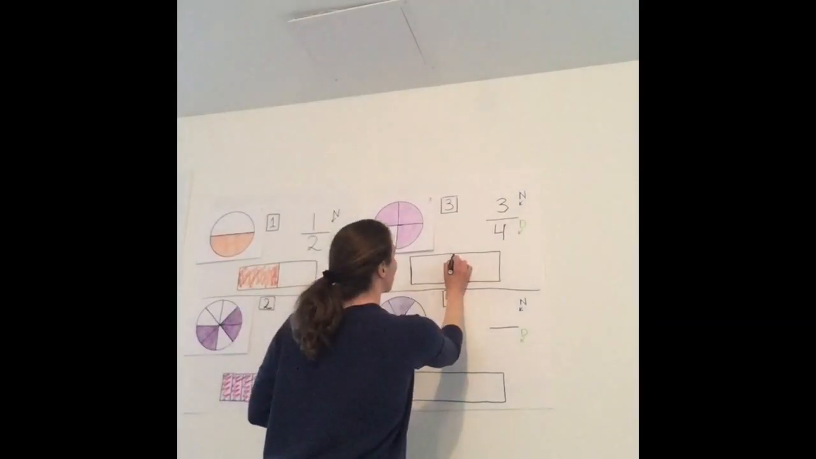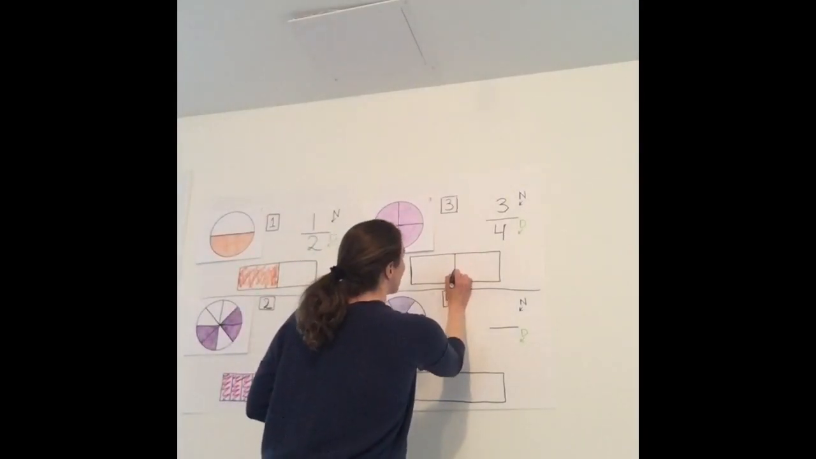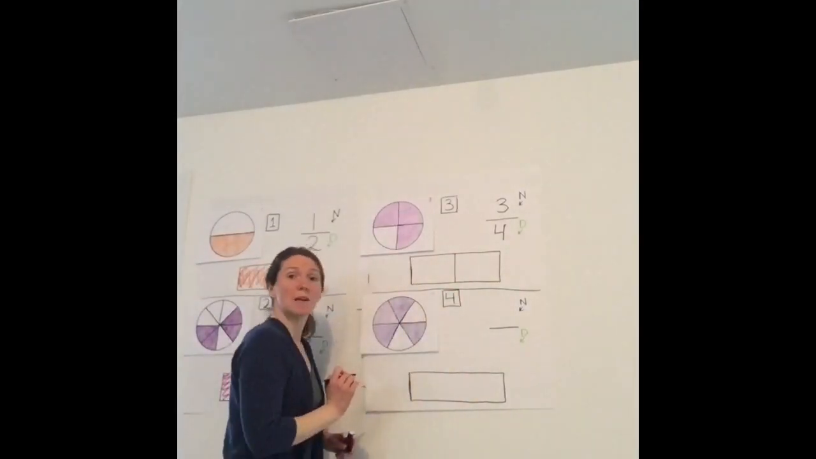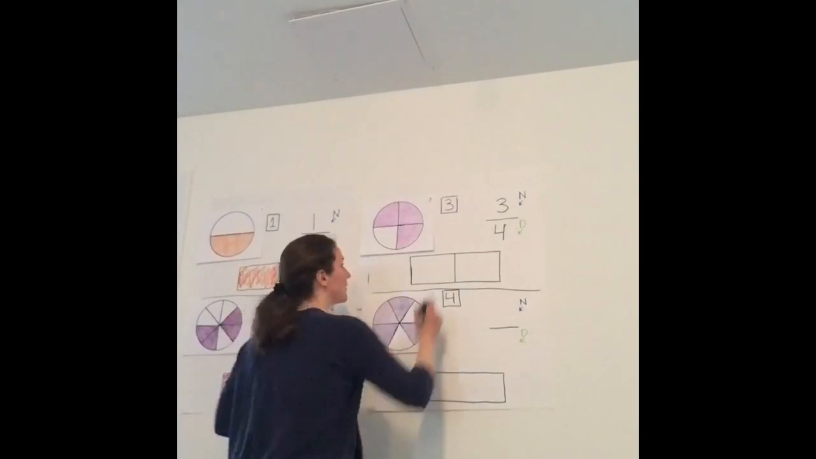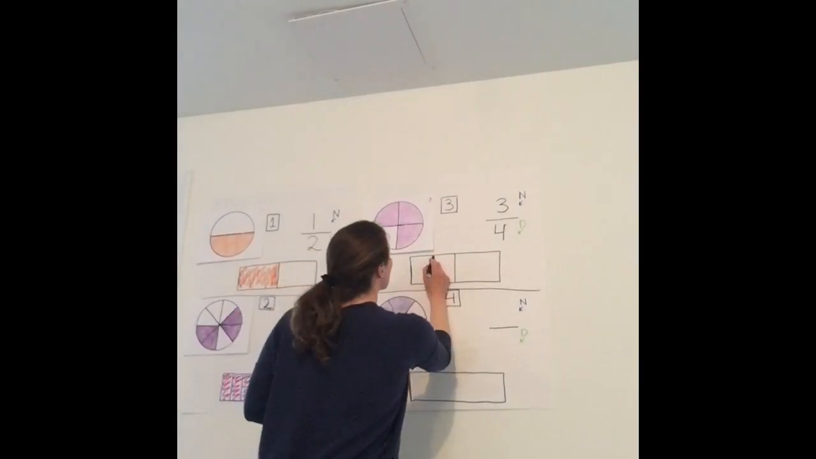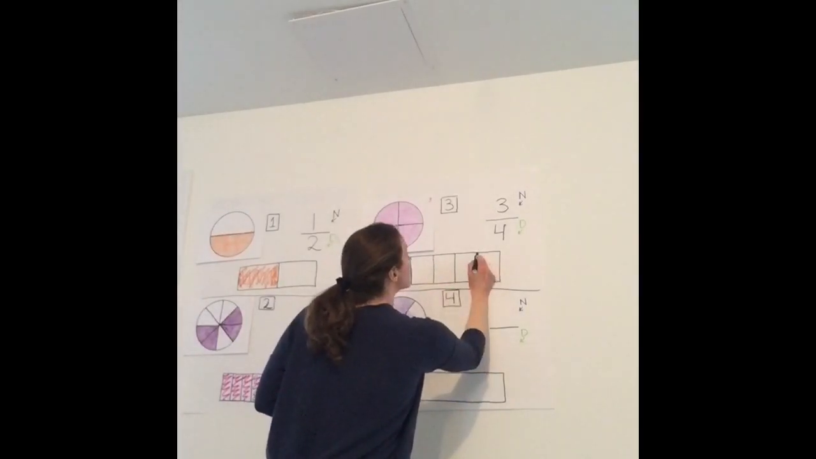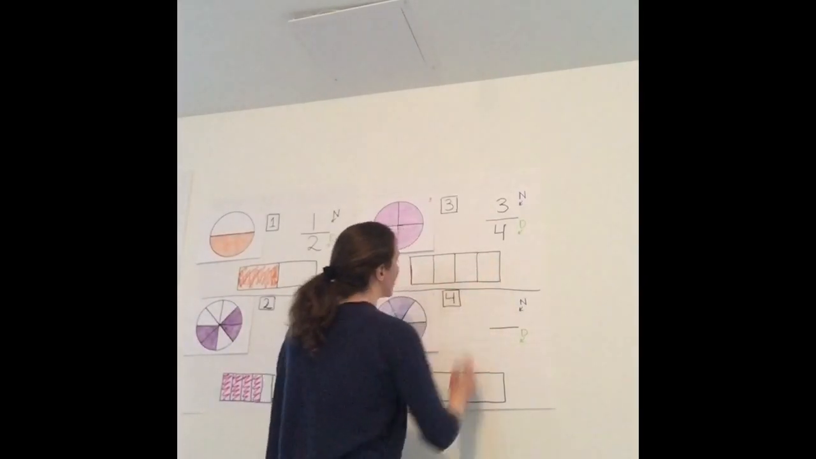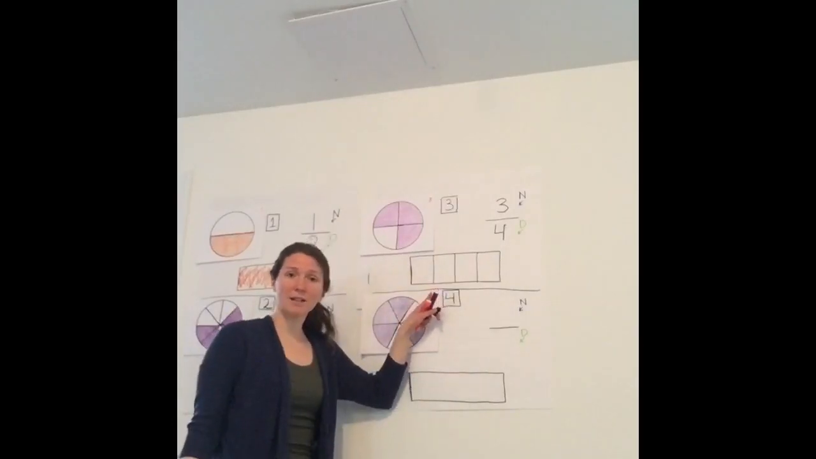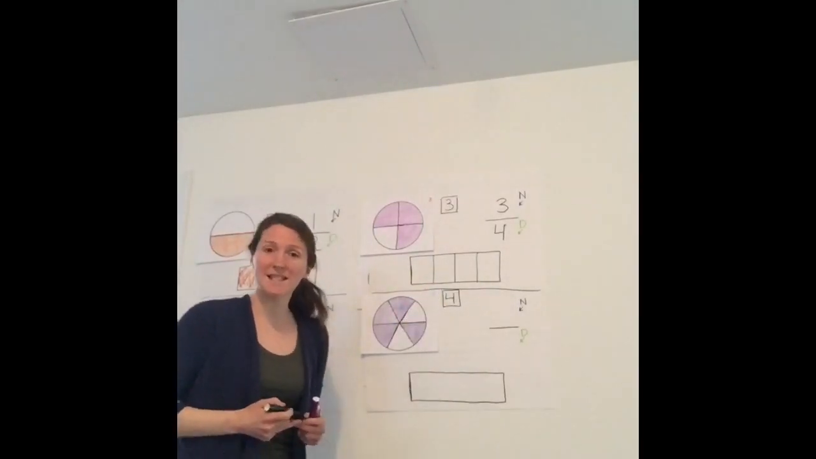So I need to divide the bar model into 4ths. First, I'm going to divide it in half. And I know 2 equal groups of 2 is 4. So I'm going to divide each half-size part into 2 equal parts. And now my fraction bar model is divided into 4ths.